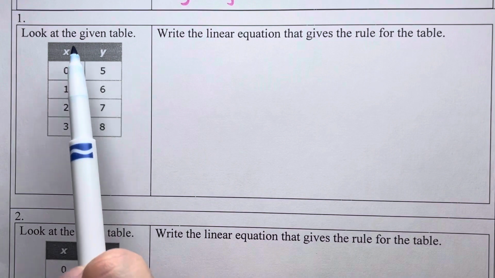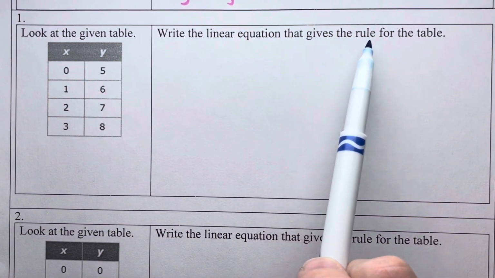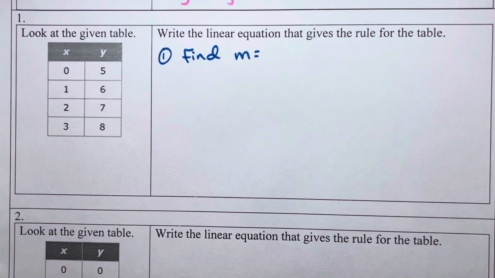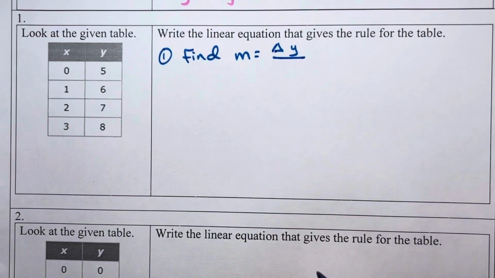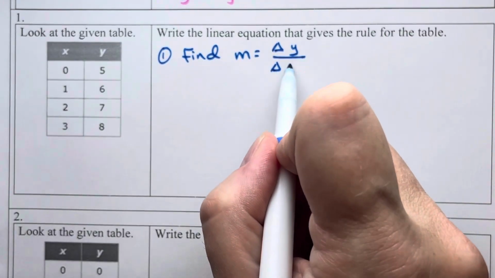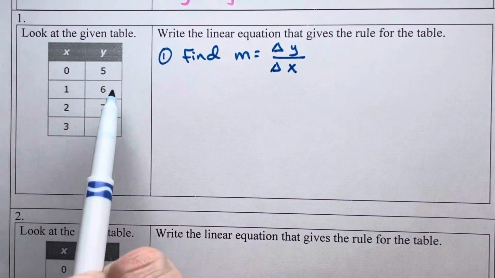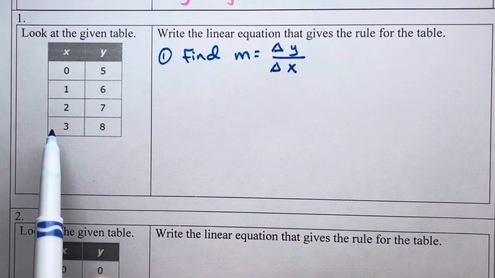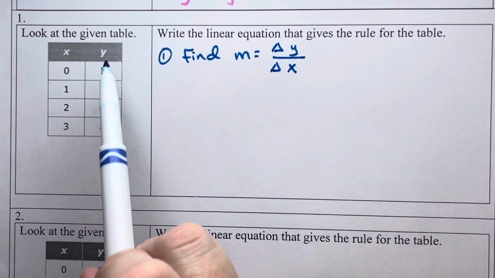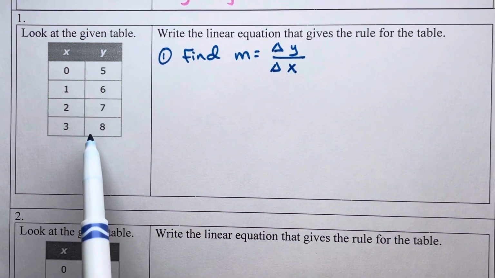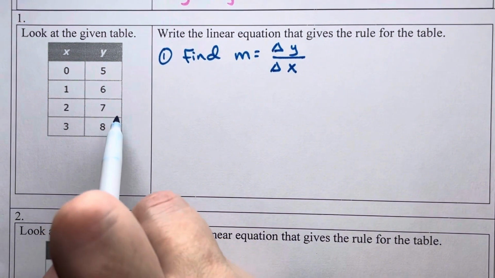Example 1. Looking at the given table, we are going to write the linear equation that gives the rule for the table. Step 1 is to go ahead and find the slope, which we remember from a table can be found looking at the change in y values divided by the change in x values. So here on our table, let's do exactly that. And truthfully, it doesn't matter which two rows you pick to use to analyze, because we have already been told this is a linear function. So I'm going to actually choose the bottom two rows, because why not?